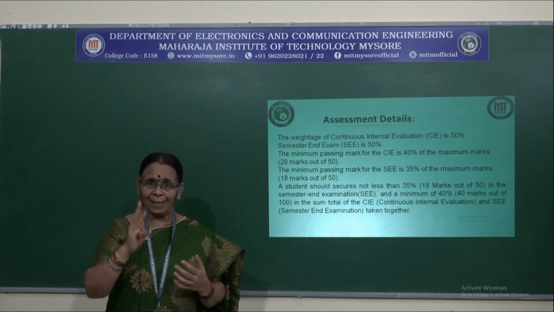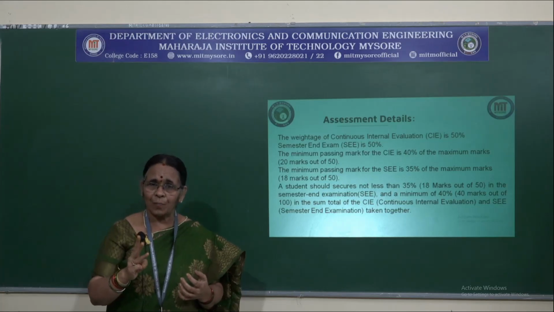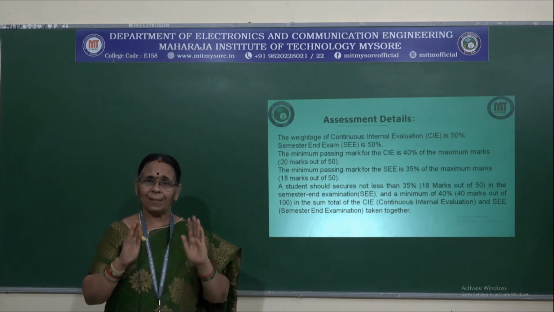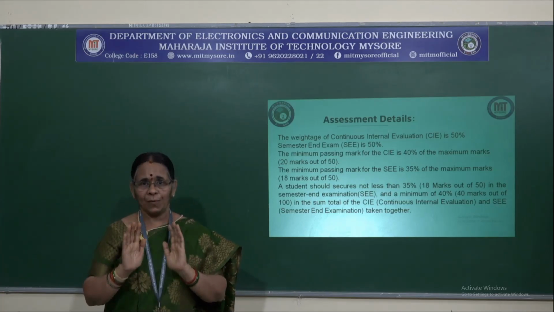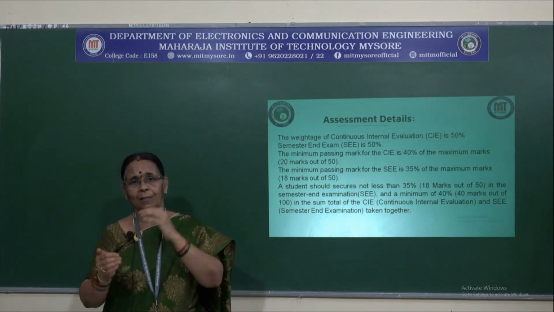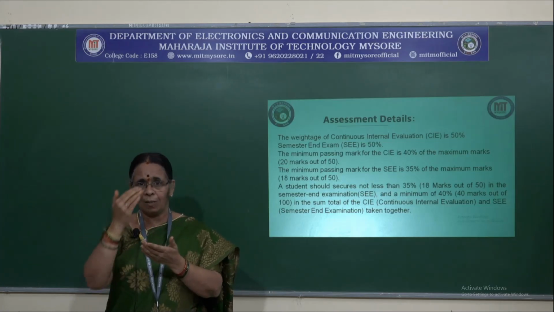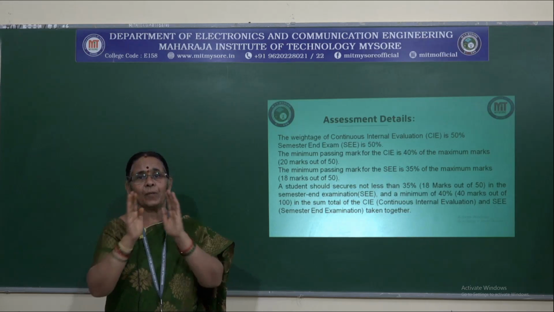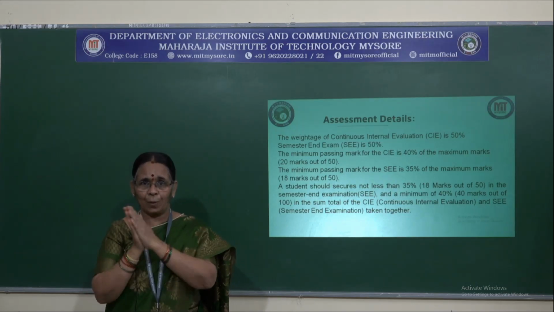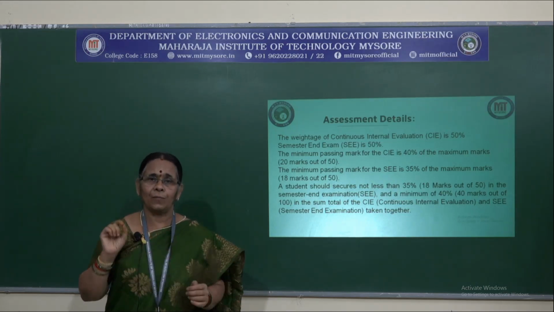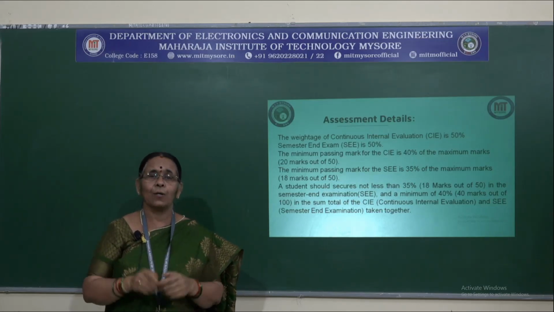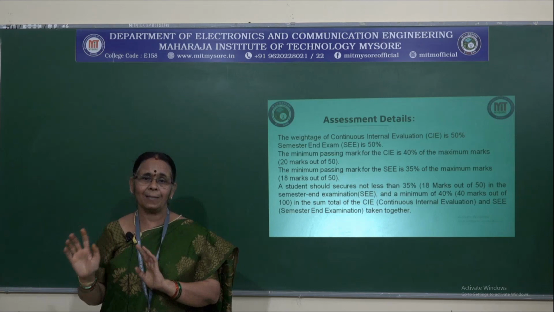That means 3 tests of 20 marks each and then 1 or 2 assignments. Together it is 100 marks. For each of the 3 tests and 2 assignments, adding all together, you should have scored 40 out of 100 or 20 out of 50. If it is 10 out of 50 or something like that, you are not allowed to write the final examination.